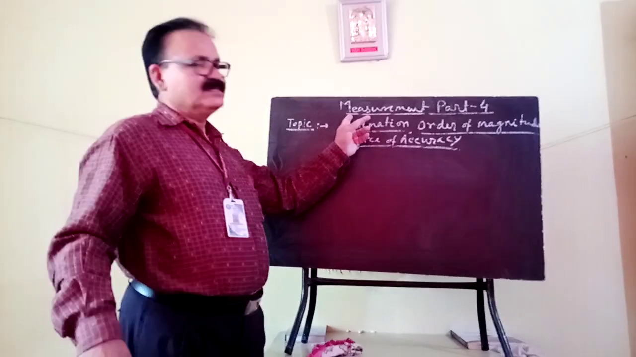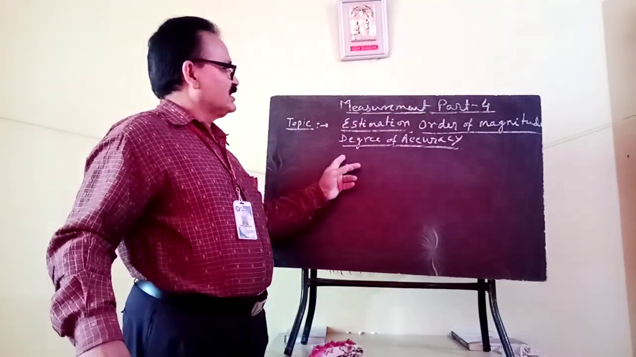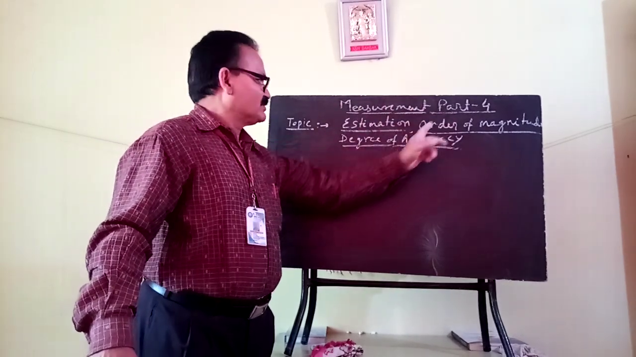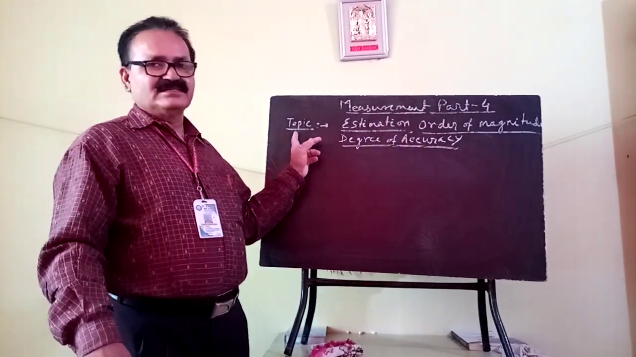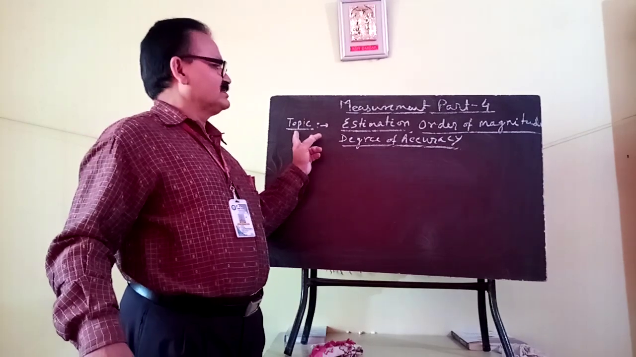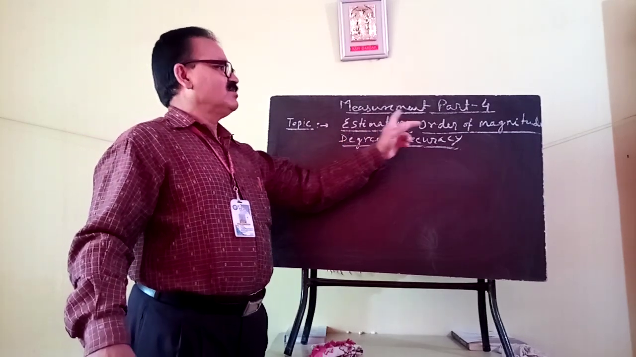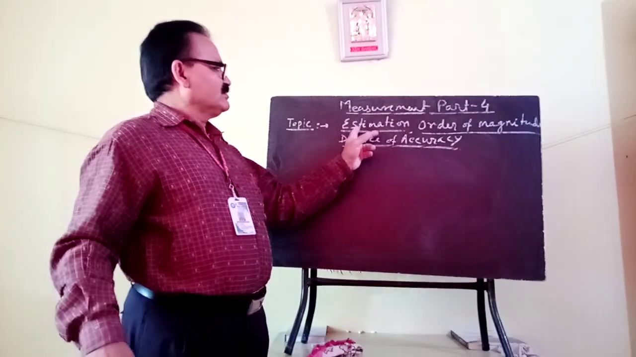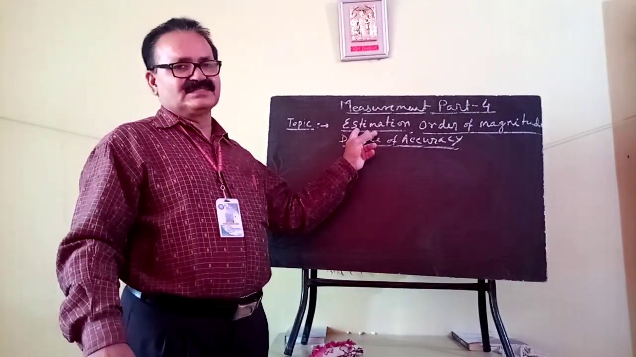Dear student, today we will again start our next part of the chapter, Measurement part 4. In this chapter, we will now discuss the topics: estimation, order of magnitude and degree of accuracy. Okay, now the first topic is estimation.